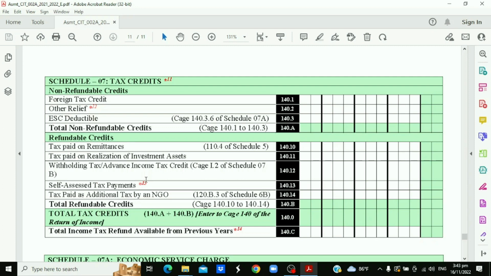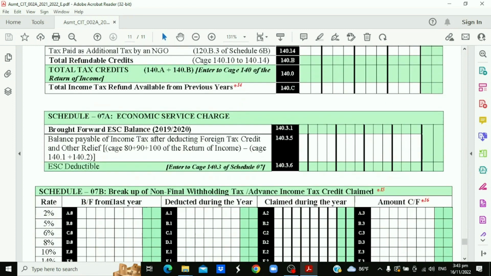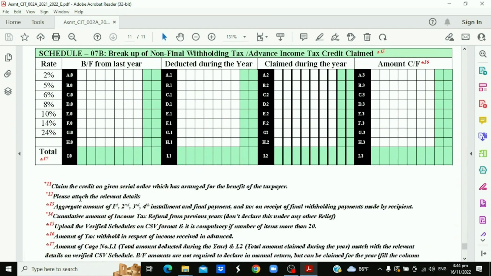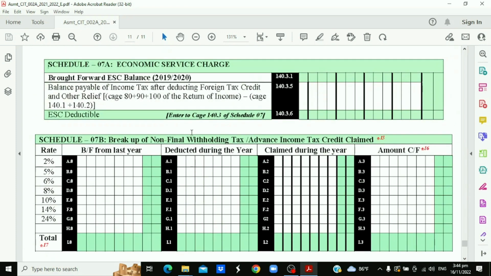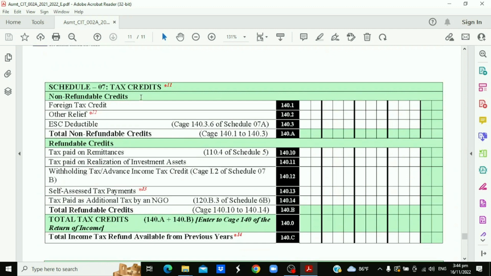With that purpose, there are two separate categories we can recognize. Foreign tax credit, any other relief, and ESC you can take, and then we get the total non-refundable credit, which we can take under 140.8. Then if you see other relief, there's a footnote here. Footnote 12 is applicable, and it says please attach the relevant details. If you mention an amount under other relief, you should provide the details.